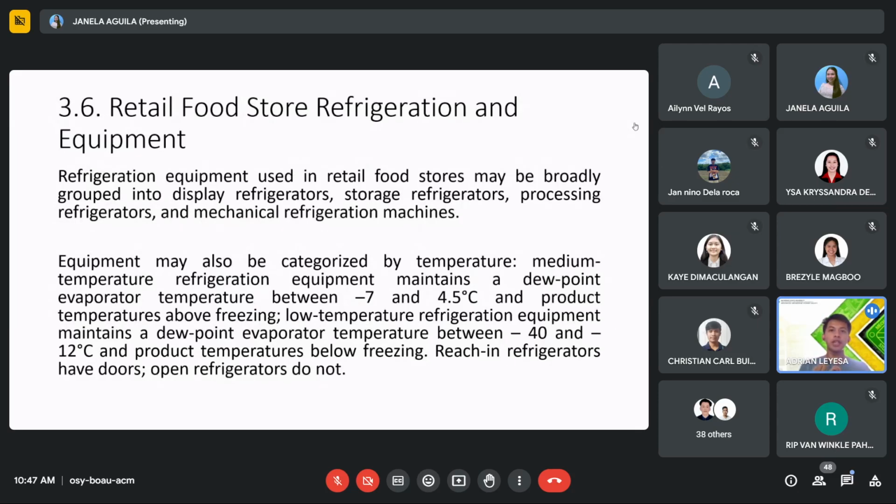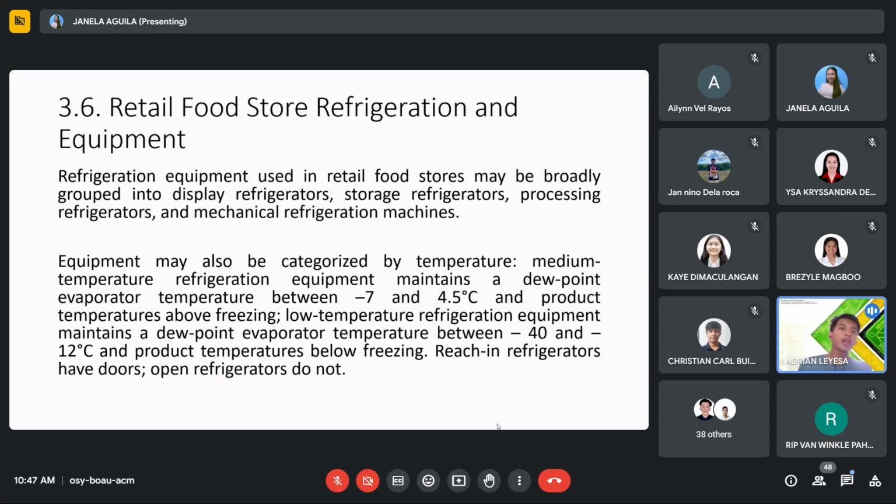Yung processing refrigerator naman, as the name suggests, so these are used for processing food items, yung mga food na kinakailangan gamitan ng mga chopping, mixing, etc. Ang example dito is yung mga salad. Then, mechanical refrigeration machine naman, ito naman yung nagpro-provide ng cooling power dun sa mga naunang refrigeration equipments. So, siya yung parang nagpapalamig dun sa buong store.